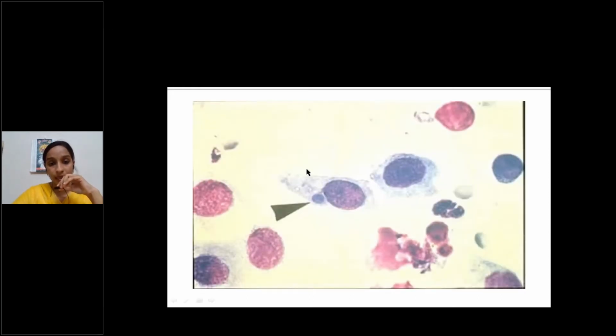See, these are the inclusion bodies. We already discussed this. This is the host cell, this is the nucleus, and this is the intracytoplasmic inclusion body formed by Chlamydia trachomatis.